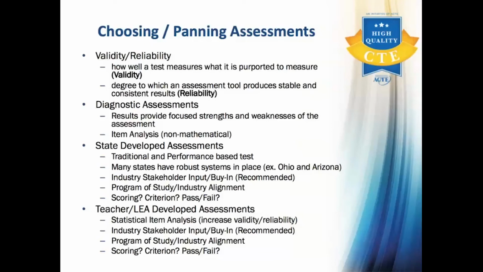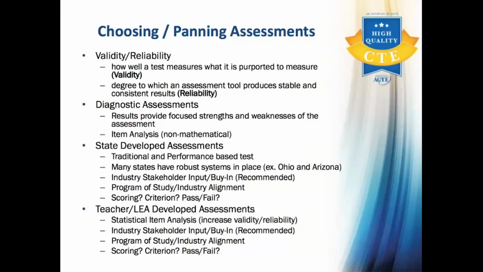When we talk about choosing and planning assessments as well, we have to think about different types. So we have state-developed assessments. We have traditional and performance-based, depending on your state. Some states do a written project. Some states do some type of written report that students turn in. They do some type of project-based circumstance. And then some states just do a pen and paper test. Some states that have robust systems include Ohio and Arizona, where they have their own portal for examinations.